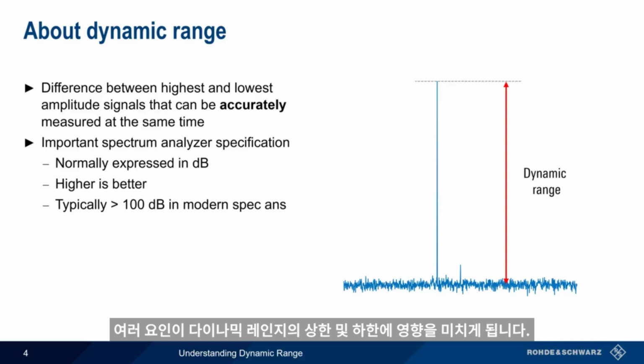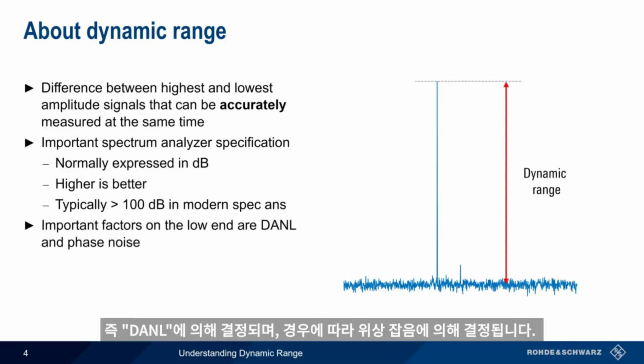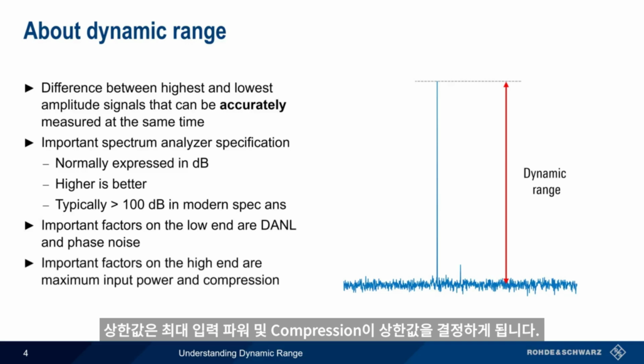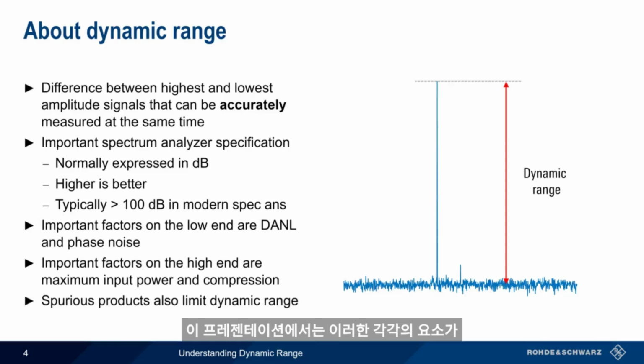Several factors influence the upper and lower limits of an analyzer's dynamic range. The low end is often largely determined by the analyzer's displayed average noise level, or DANL, and in some cases by phase noise. Maximum safe input power and compression often determine the upper limit. The presence of spurious products generated within the analyzer itself also play an important role. In the remainder of this presentation, we'll discuss each of these factors and how they contribute to an analyzer's dynamic range.